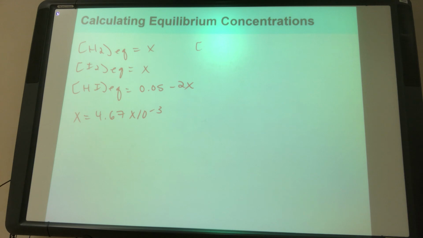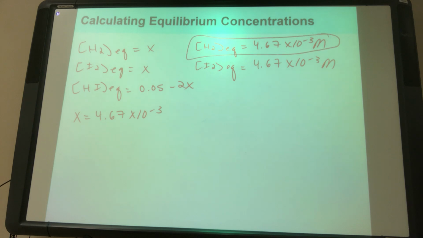So that means that H2's equilibrium is that number. That means I2's equilibrium is that number. So I got that one. Now I got that one. Now I got to do HI. He involves a little more work.